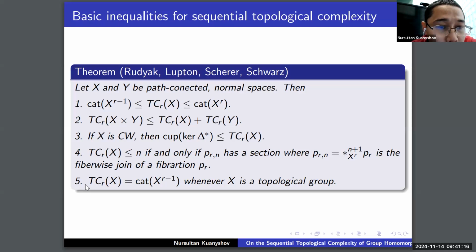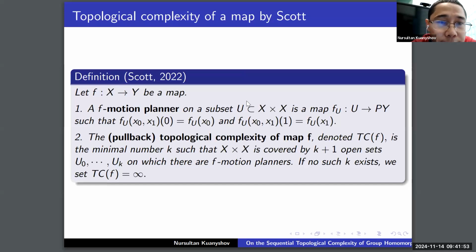Number 5 is interesting. Sequential topological complexity attains its minimum whenever X is a topological group. It's true whenever X is an H-space, which is a result of Grigor'ev, Lupton and Scherer. And in my case, it suffices to just consider where X is a topological group. And in my case, I would like to have a similar result for my notion, the sequential topological complexity of a map. In order to do that, let me give a definition. Jamie Scott gives the definition.